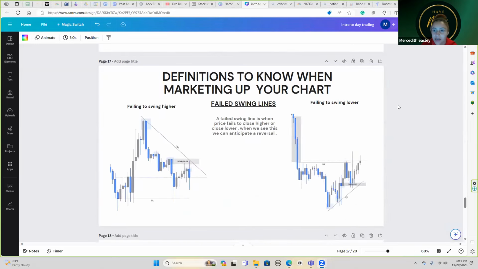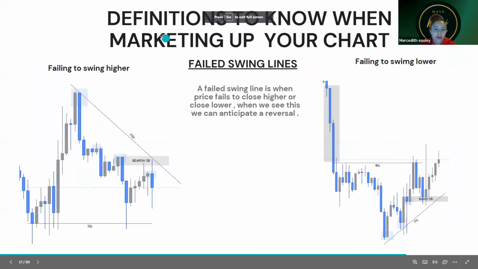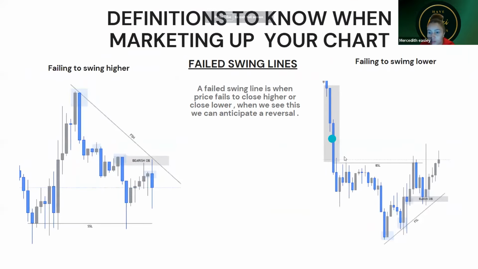Next thing, and the last thing, is failed swing lines. A failed swing line is when price fails to close higher or close lower. When we see this, we can anticipate a reversal. This is what I mean.